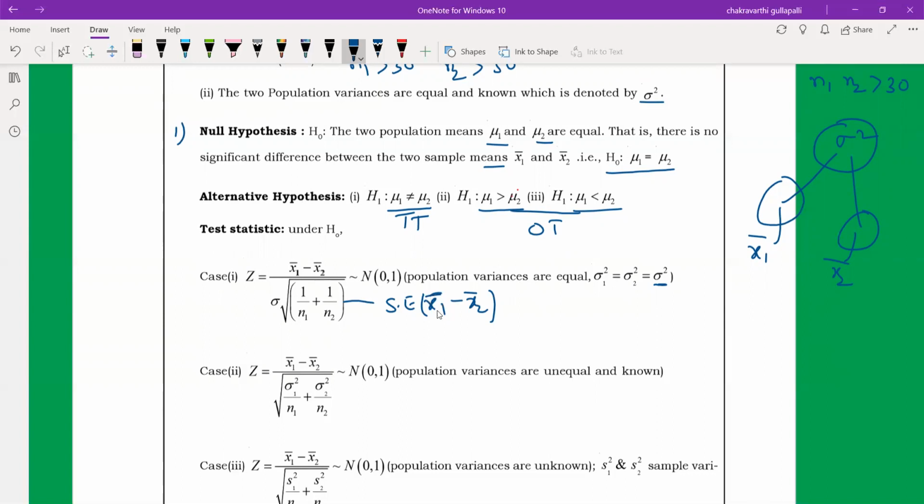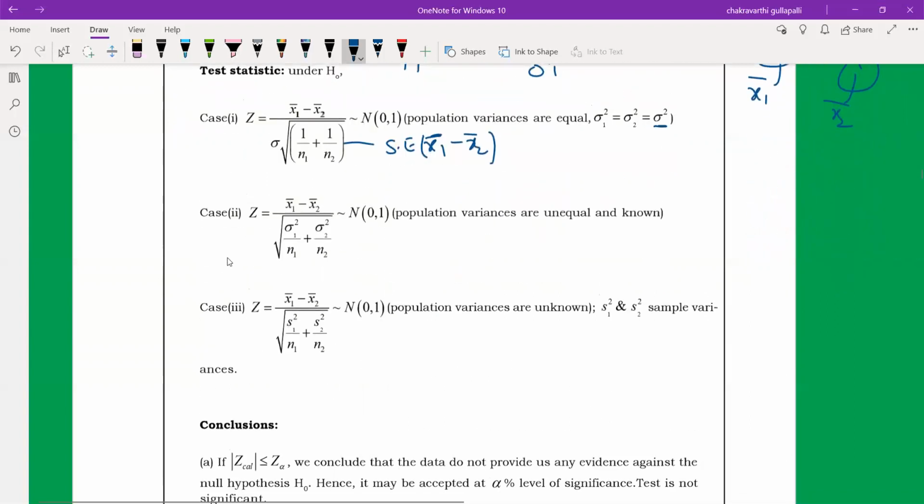Both sample means follow a normal distribution. The difference of sample means also follows a normal distribution. In this case, using this formula, sigma is a known value, the population standard deviation. Case 2: sigma 1 square not equal to sigma 2 square, both are different values. The two population variances are different. In this case, Z equal to x1 bar minus x2 bar by square root of sigma 1 square by n1 plus sigma 2 square by n2.